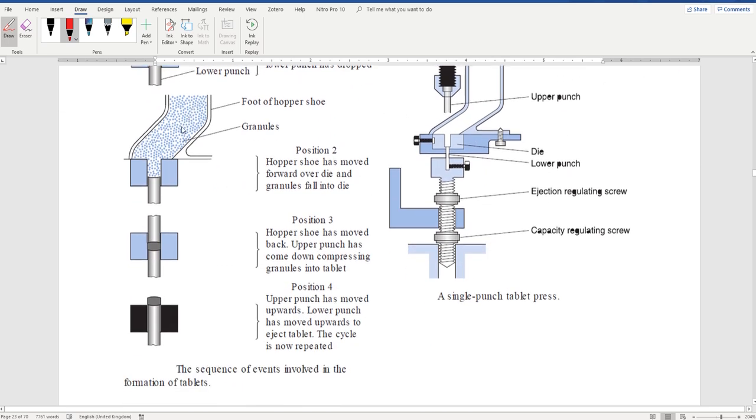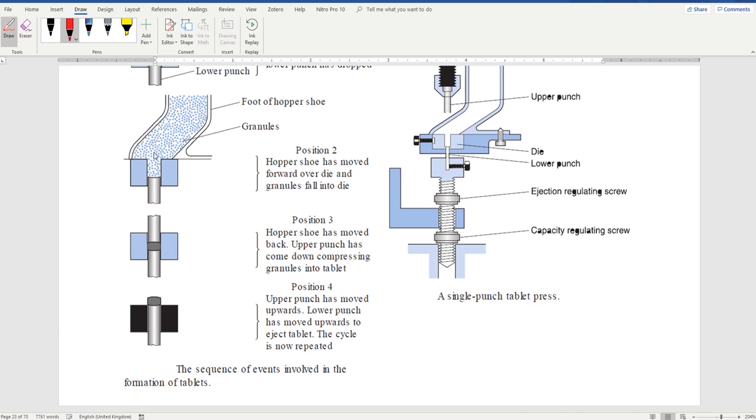This is the foot or the shoe of the hopper, where the formulation falls down. As I said, we control the weight here through lowering or raising the lower punch. Okay? After that, the shoe must leave and the upper punch will descend. If the shoe does not leave, what happens? The upper punch comes down and it will break or make a hole in the hopper shoe.